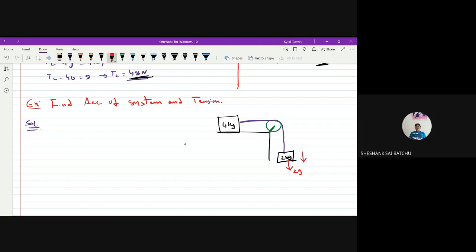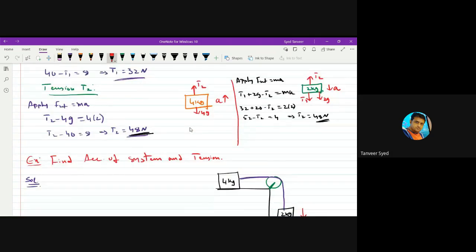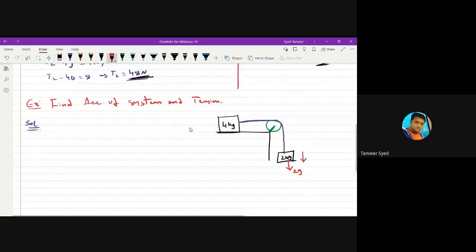Okay, sir. So the weight of 2 kg is pulling it down, so it comes down. A string is tied to it. Tension is developed in the string. This tension will pull the 4 kg block. So the 4 kg block will move right on the table, and the 2 kg block will move down.